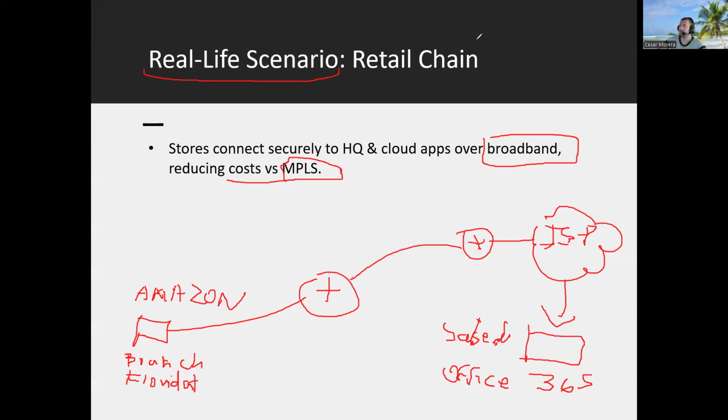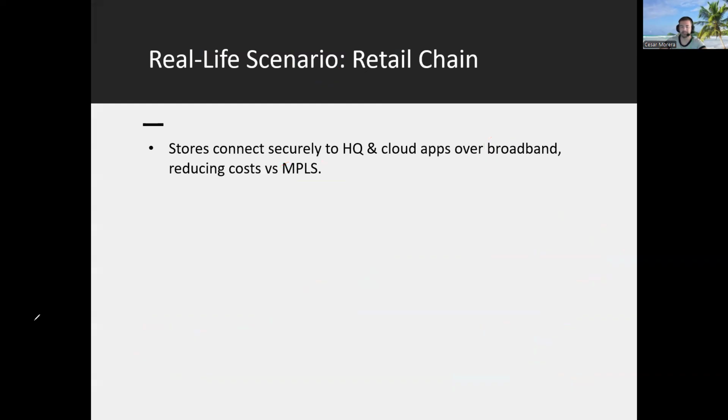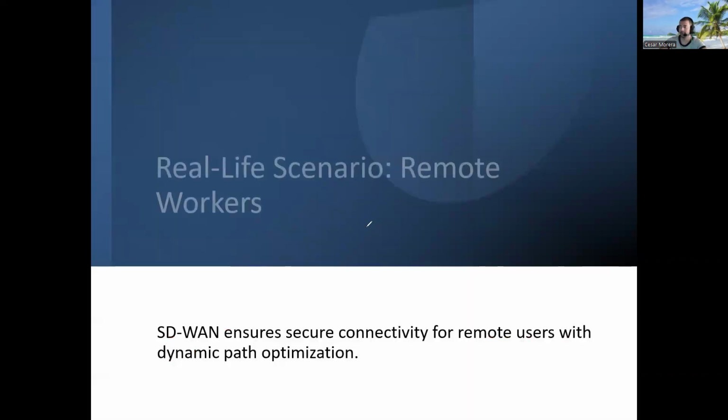So let me go ahead and clear the board for now. Let's continue learning about this. Real life scenario, remote workers. This is a very common one and is actually evolving during the last couple of years, working from home. SD-WAN ensures secure connectivity for remote users with dynamic path optimization.